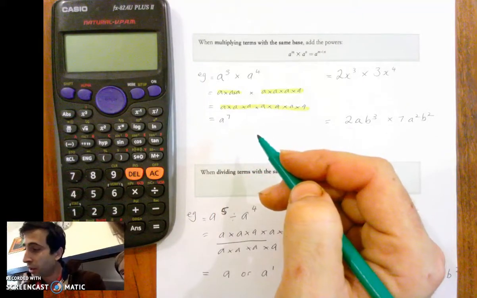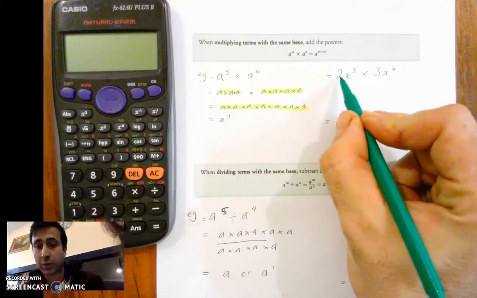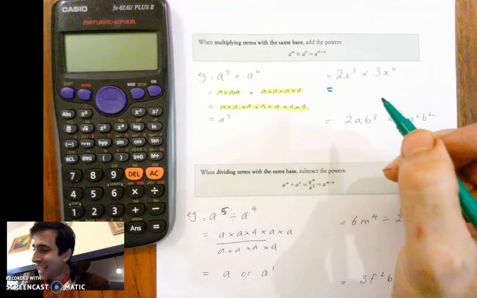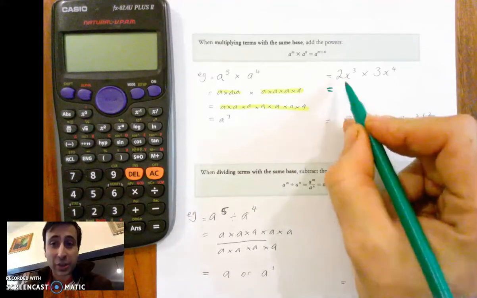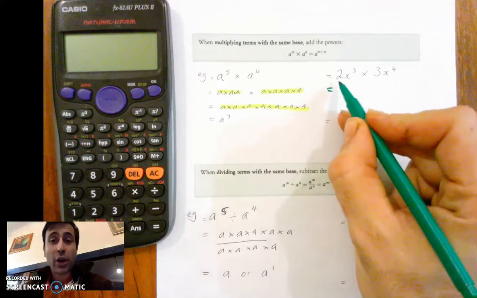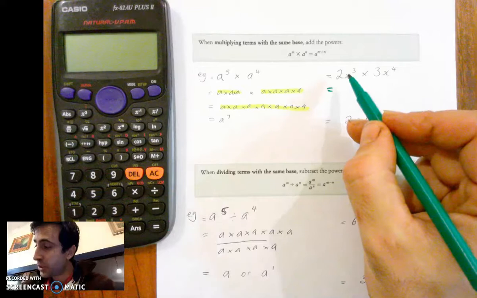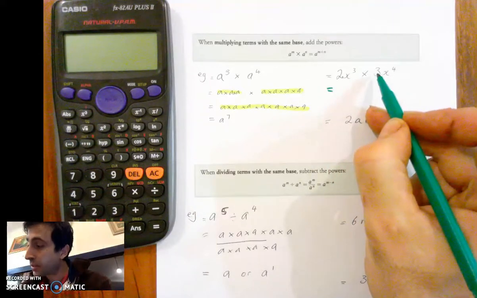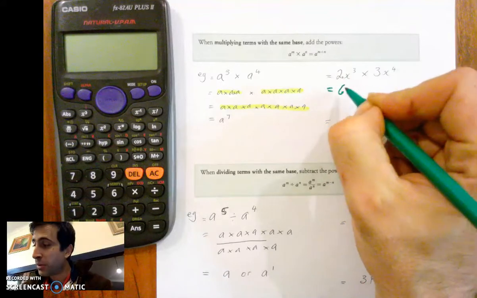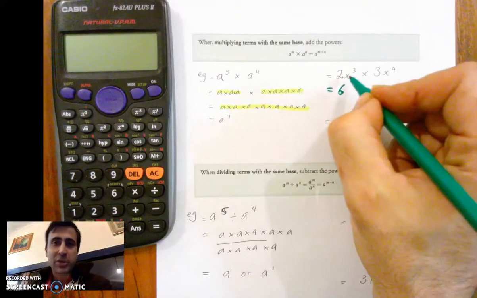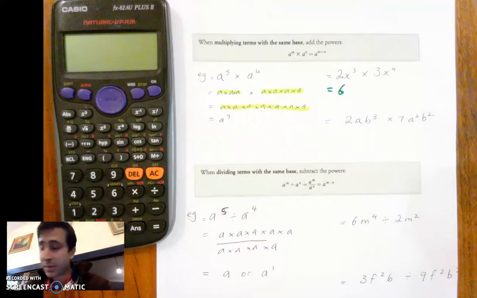So like I said before, if we've got 2x cubed times 3x to the power of 4, it's actually the same as any other multiplication of algebraic expressions. So we do our numbers times our numbers, or we multiply our coefficients, which is 2 times 3, which is 6. And then we have x to the power of 3 times x to the power of 4. Now, before we would just say, well, how many have we got on this side? How many have we got on this side? And then add it together.